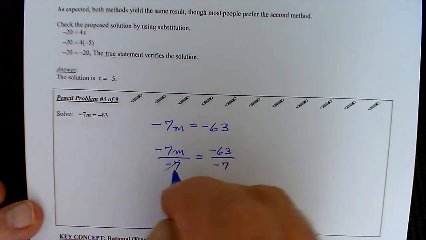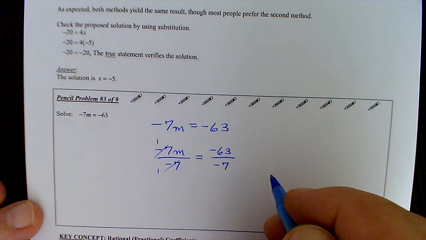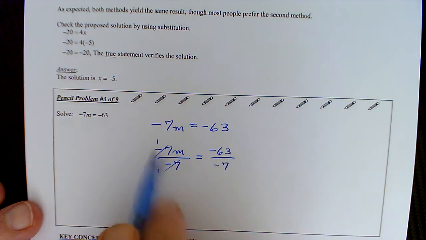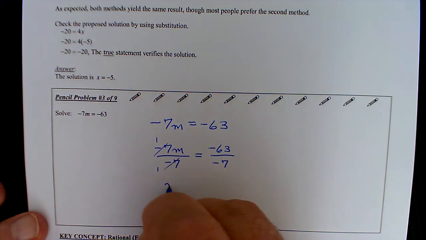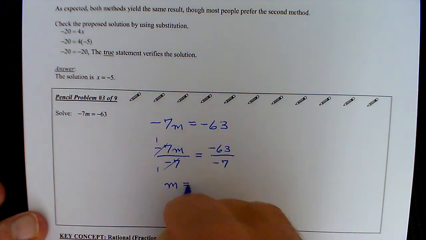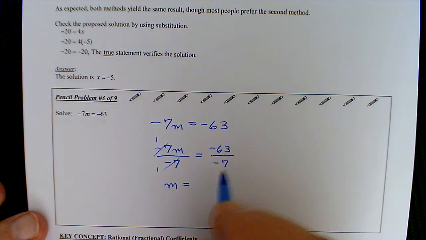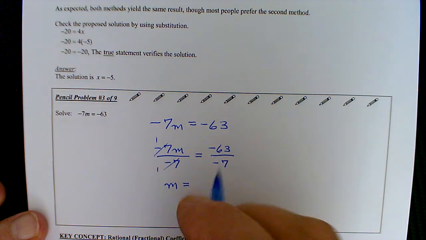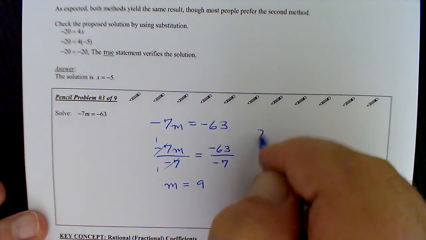Now formally what happens is these negative 7's cancel. We could replace them by 1's. We get 1m over 1, or 1m, or just simply m. And you don't have to show the cancellation, but formally that's what's happening. And then we do the arithmetic. 63 divided by 7 is 9, and negative divided by a negative is a positive. Now, so that's our solution.